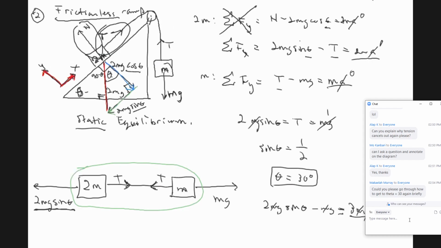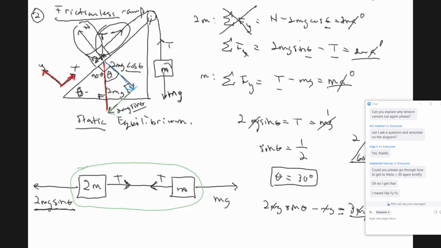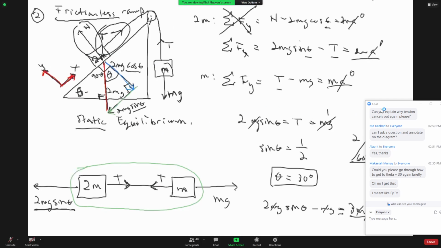So last week we did helpful right triangles, right, Michaela? 60, 30, 90, it's easy as 1, 2, 3. So when is sine equal to 1/2? Oh, I get that part. I was just meaning how you broke down the force equations for the 2m block and then the m block differently and then put them together.